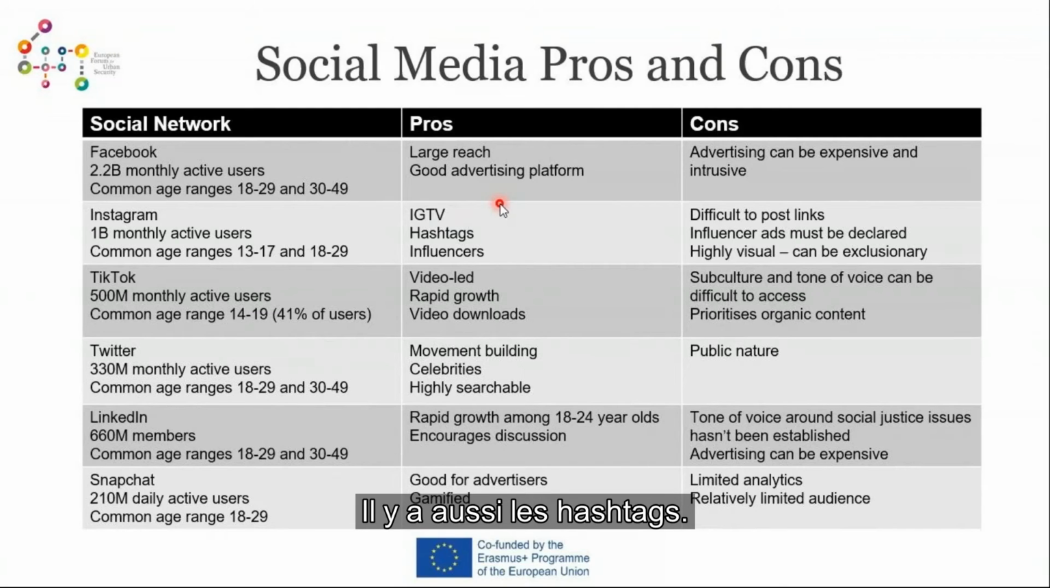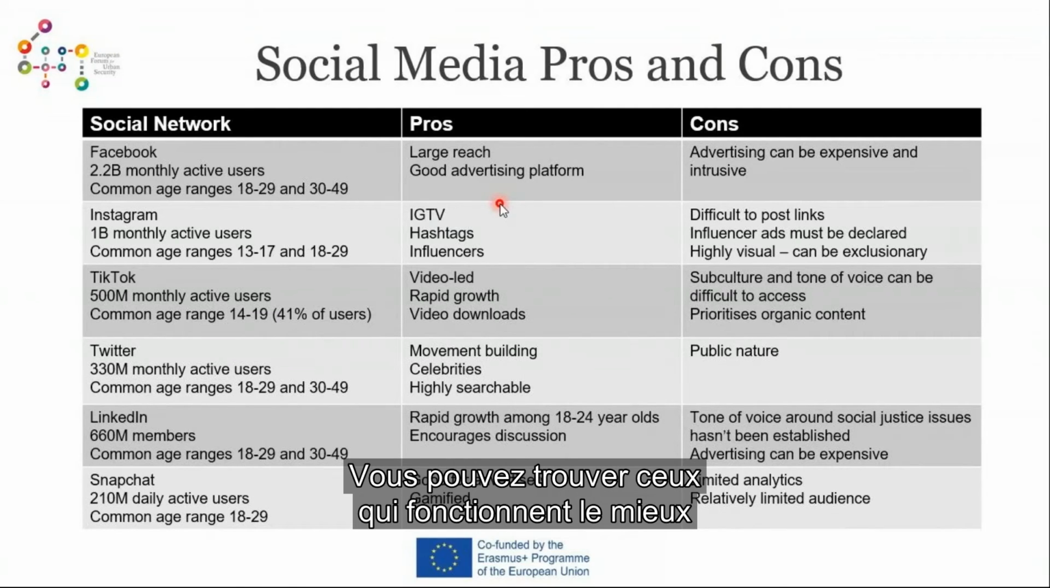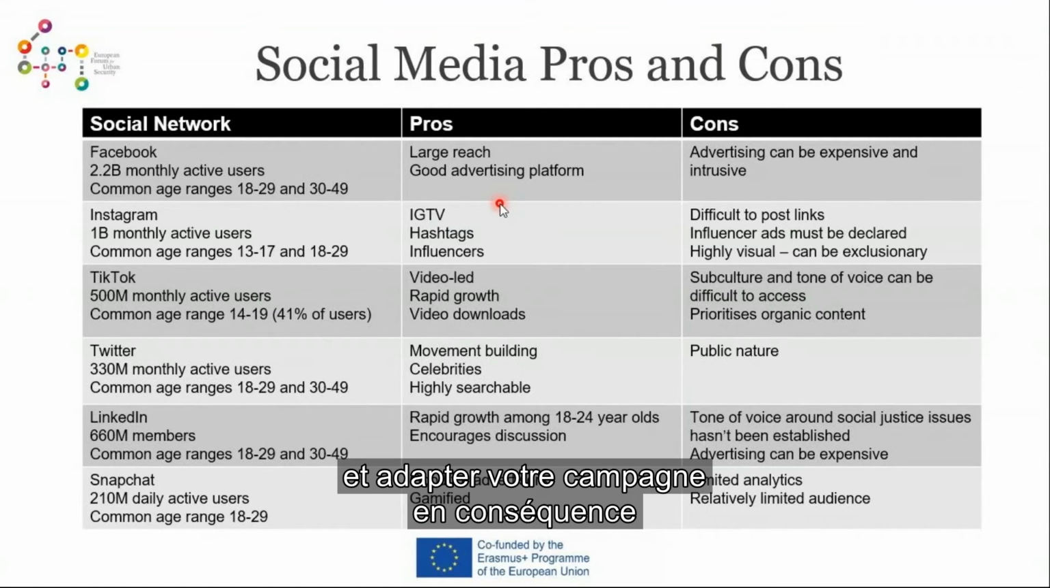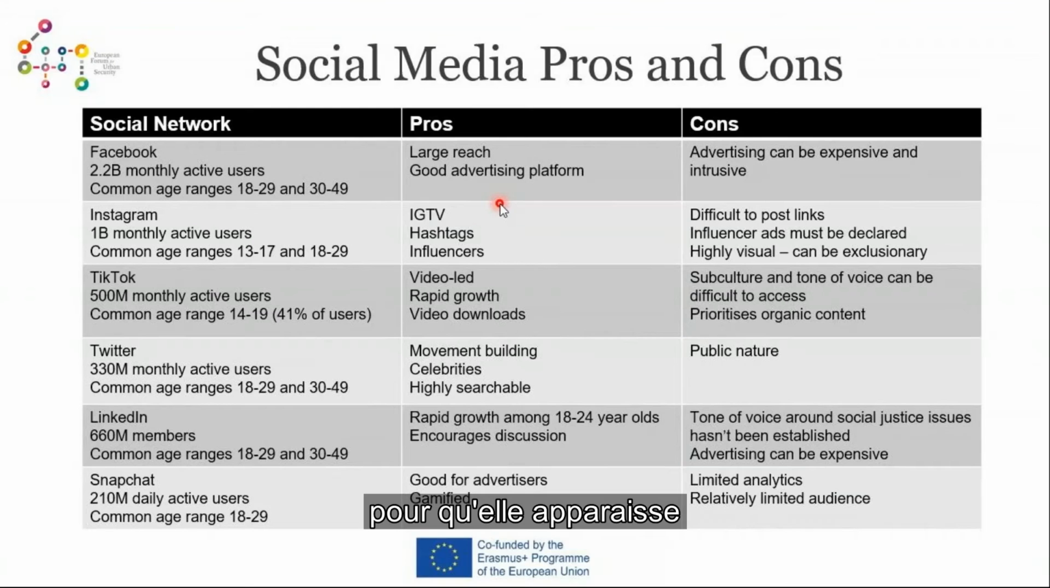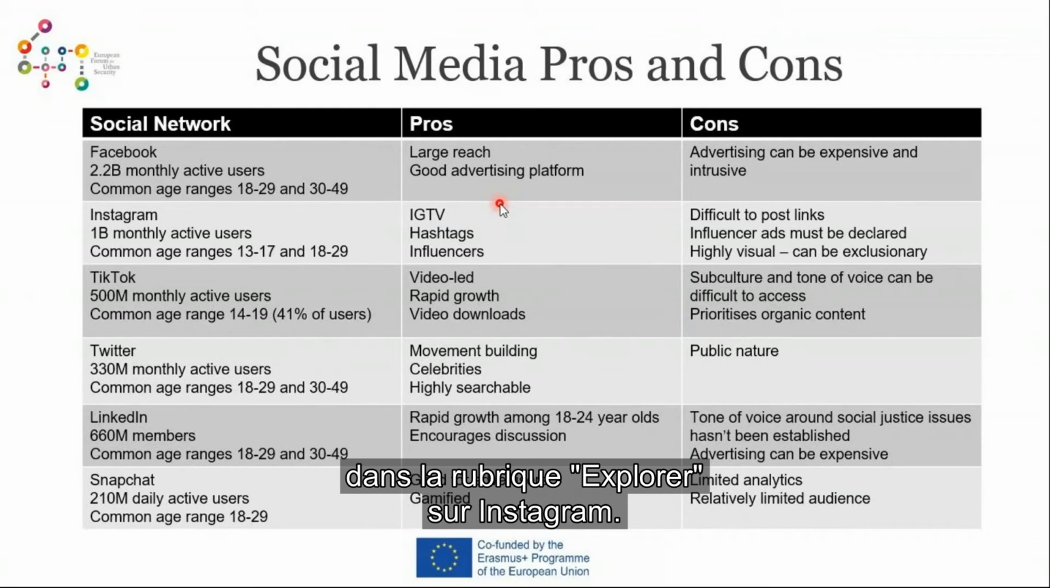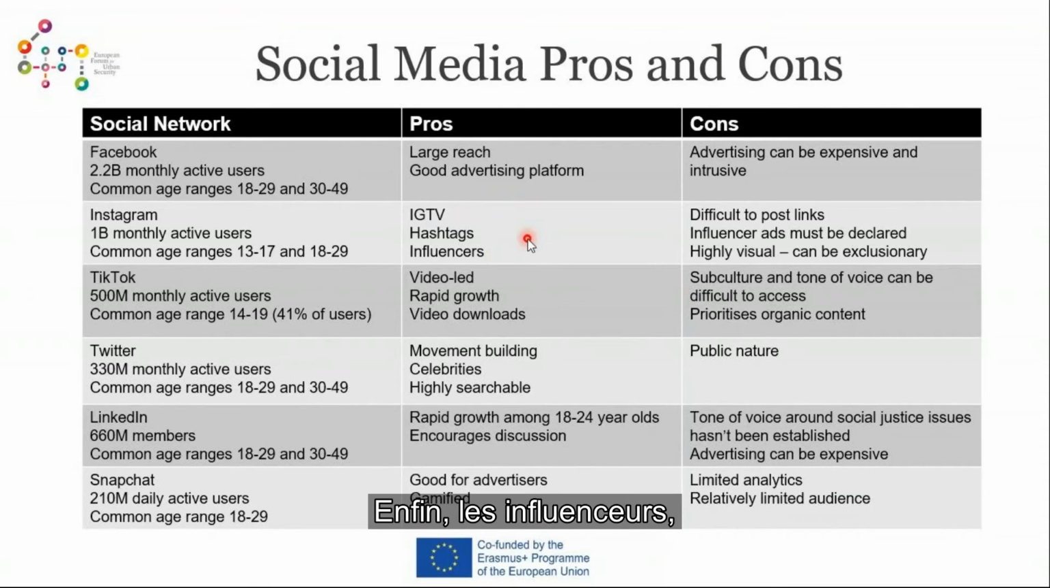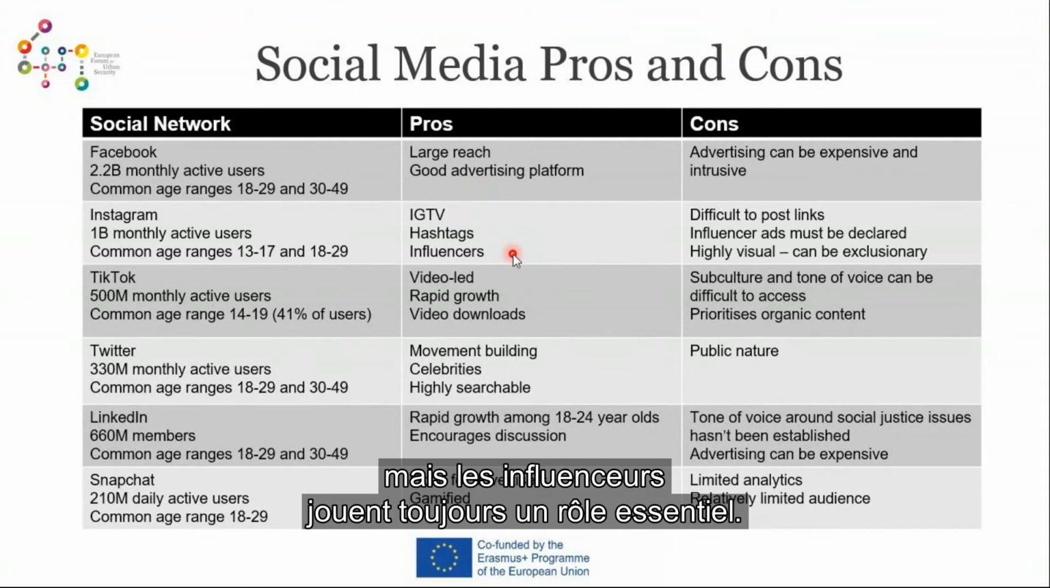Another pro is hashtags. As long as you can find out which hashtags are doing well on Instagram, you can tailor your campaign accordingly, so that your campaign is likely to come up in the discovery section or the explore section on Instagram. Another pro is influencers. So there's real potential for influencer marketing. Instagram has cracked down on some of this recently, but influencers are as important as they were before.